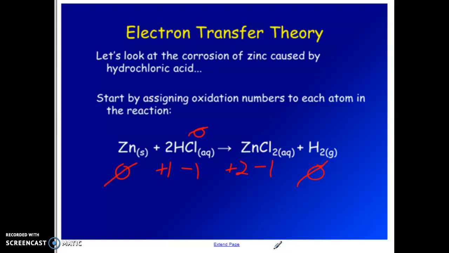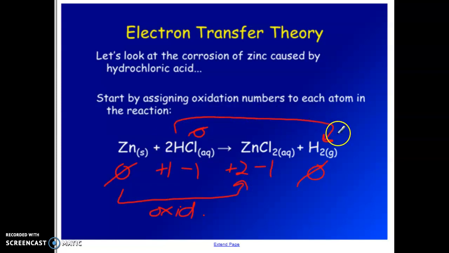Okay, so this is, in fact, a redox reaction. So zinc is going from 0 to plus 2. So zinc is going to be oxidizing because it's going up in numbers. And hydrogen is going from positive 1 to 0. It's going down in numbers, which means it's being reduced.